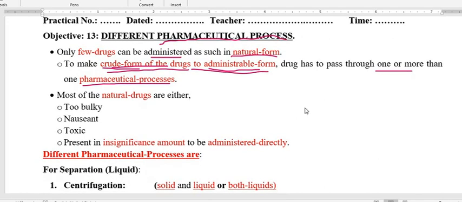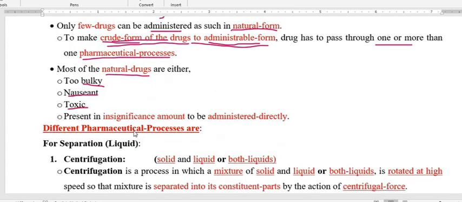Why is this required? The question arises why this is required. Because, as we know, natural drugs are bulky in nature. They produce vomiting, they may be toxic, and the amount that we are taking is an insignificant amount, which will not produce an appreciable effect. So that is why we have to convert a crude form of drug and make it into an administrable form.